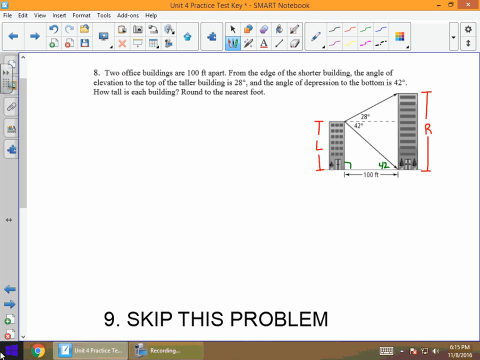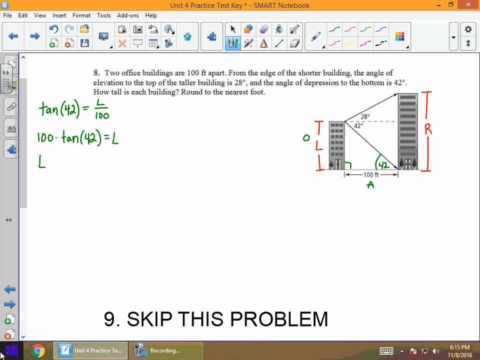So I'm looking for L. So as I look at 42 degrees, I see that L is my opposite side and 100 is my adjacent side. So that tells me O and A, I'm going to be using the tangent. So the tangent of 42 degrees is equal to the opposite, which is L, over the adjacent, which is 100. So to get L by itself, I have to multiply both sides by 100. So 100 times the tangent of 42 equals L, the height of the left building.